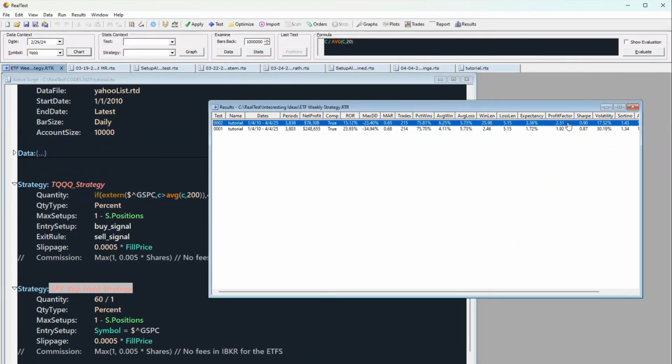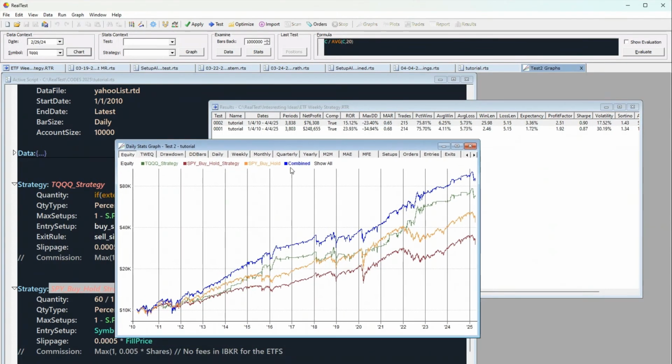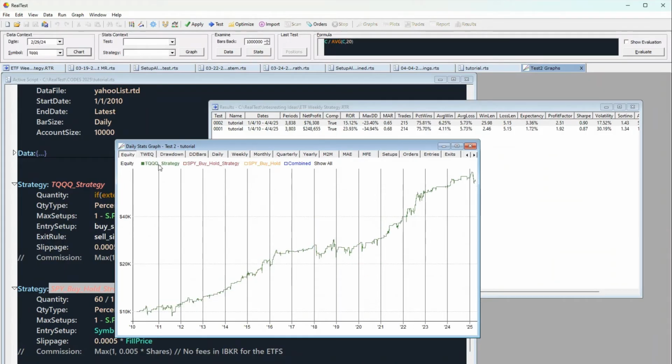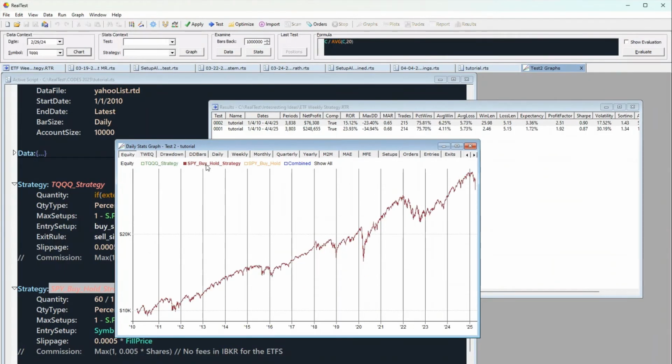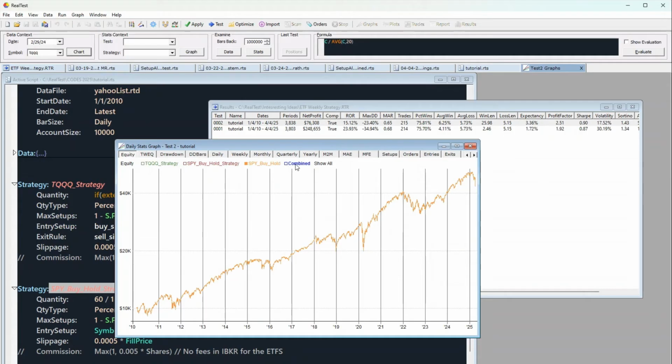And remember, you can manage this strategy entirely manually. No automation needed. But this is not financial advice. We're just testing ideas, sharing research, and showing what we find through historical data using Realtest. Always do your own research.